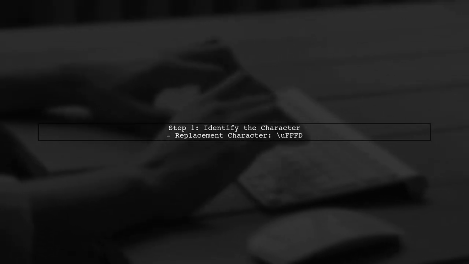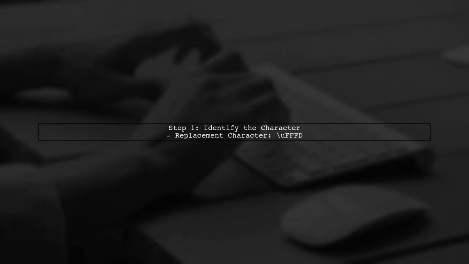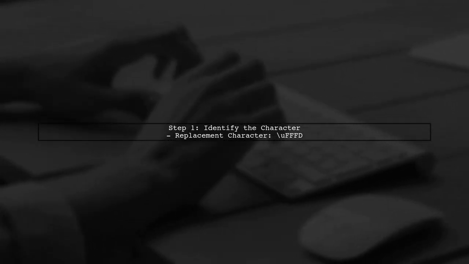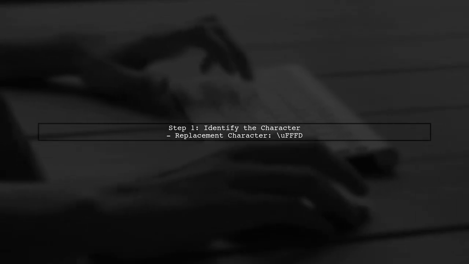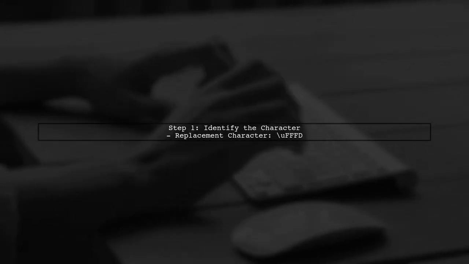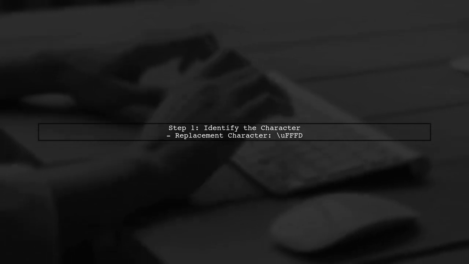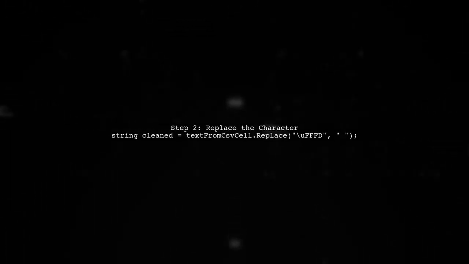To replace the Unicode character known as the replacement character, we first need to identify it in our string. In C#, this character is represented as F. Next, we will use the replace method in C# to substitute this character with a normal space. Here's how you can do it in your code.